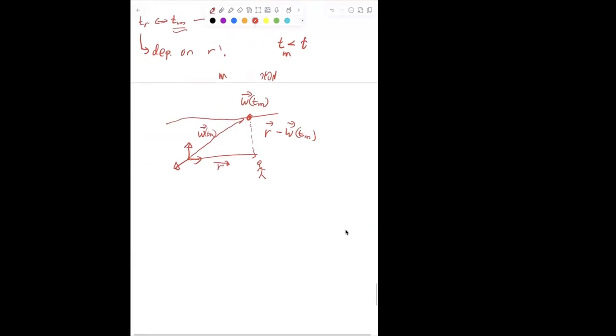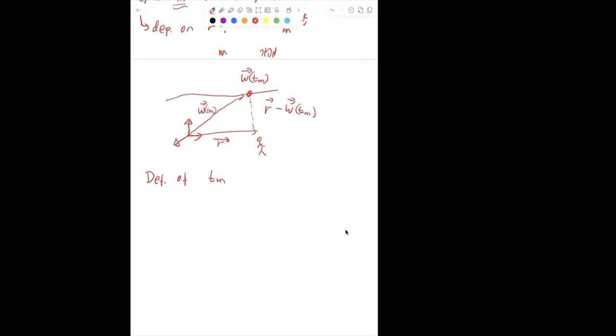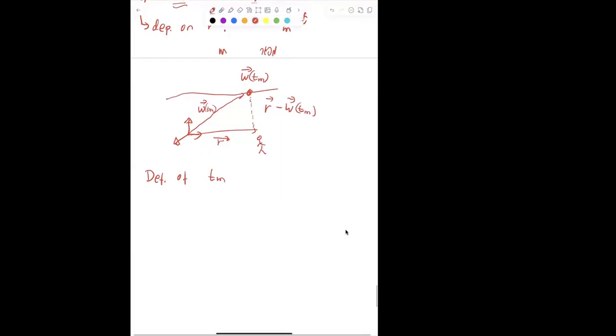And how do I define this Tm? This is the definition of Tm. This is the retarded time, just similar to what we had before. But again, this is already after integration over R prime. So this is the retarded prime. I just write it, and I think it is intuitive. This is an important equation: the absolute value of R minus W(Tm), that's the distance. You just care about the distance, equals c(T minus Tm).